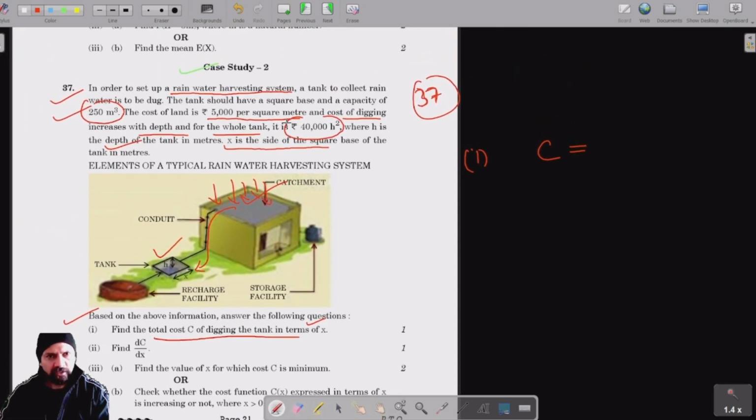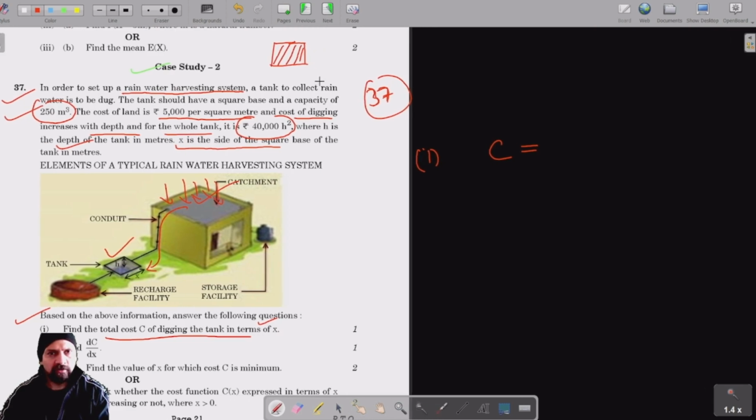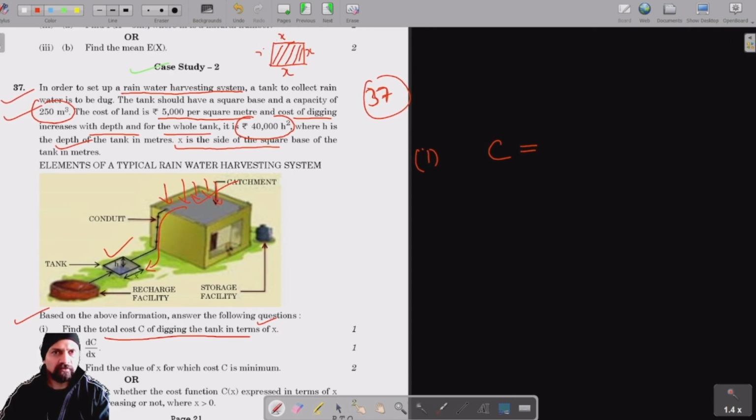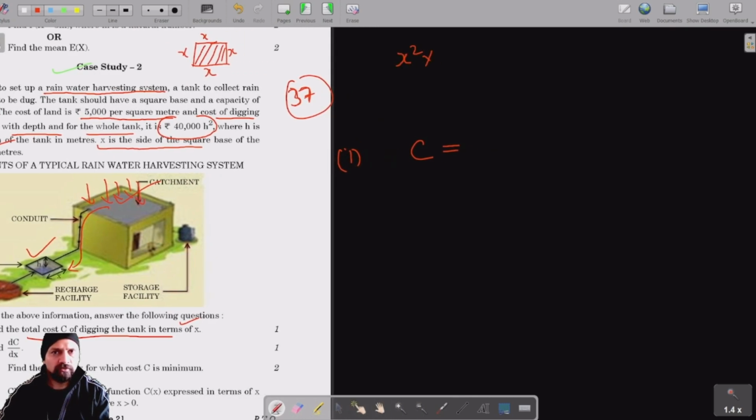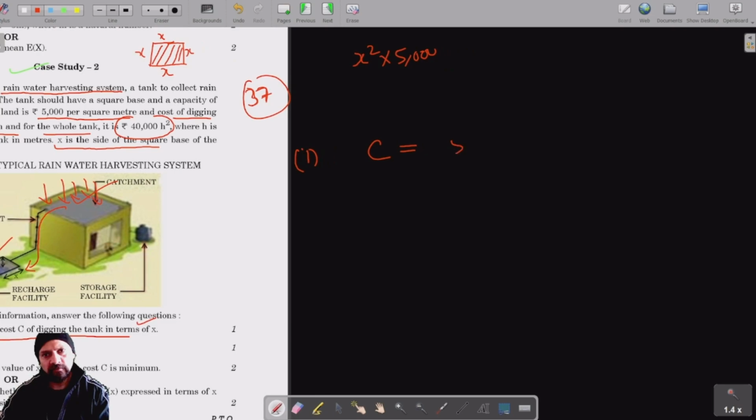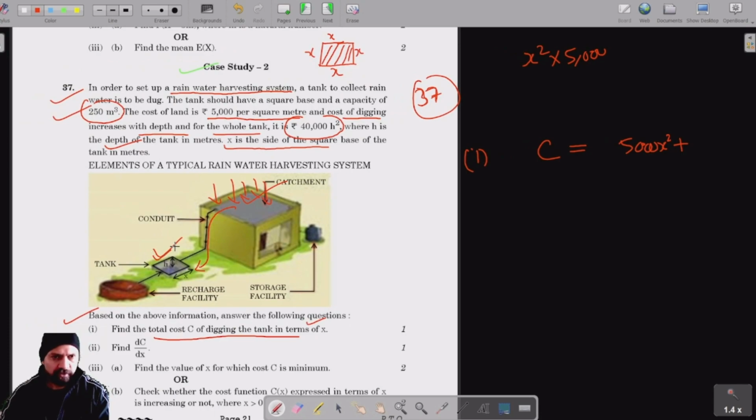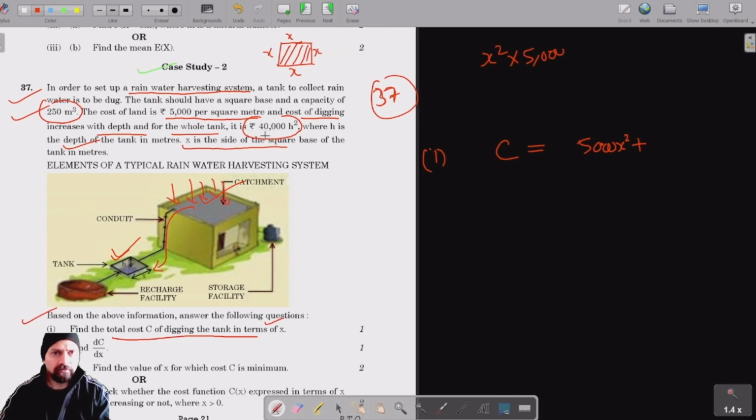So first of all, the cost of the land. Let's find out the cost of the land. So cost of the land will be the cost of the square, because we have to dig this tank on that square piece of land, and the square has the area of x square. So this is the side x, so area of the square base is x square. That has to be multiplied by 5,000, so that will give us the cost of the land. So this is 5,000 x square.